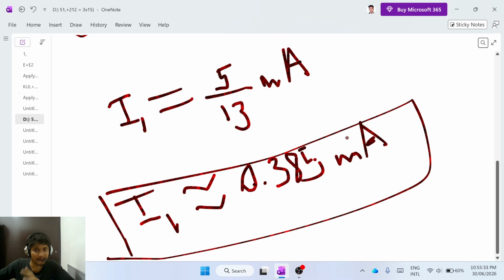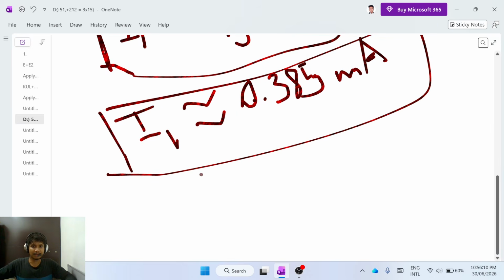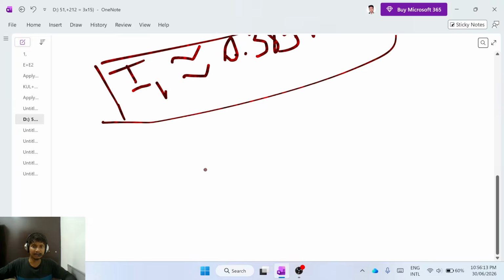But if you want to calculate anything, you must use this number, 5/13, because if you use I1 approximately equal to 0.385 milliampere, it will continue on and on. Therefore, if you want to substitute anywhere instead of I1, please use 5/13, not the decimal. If you use 5/13, we will get a very accurate answer.